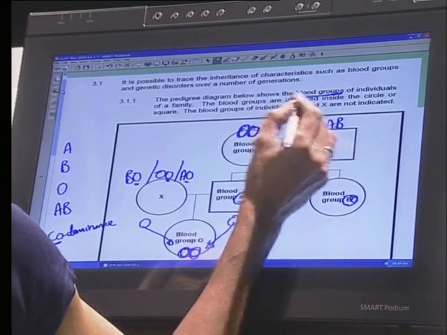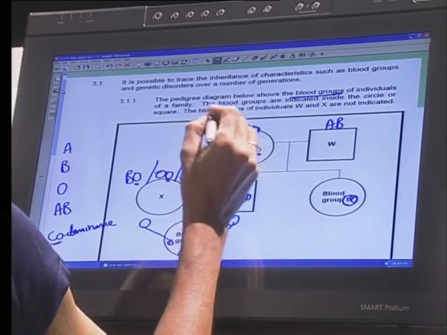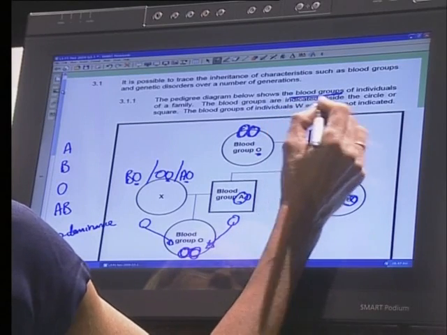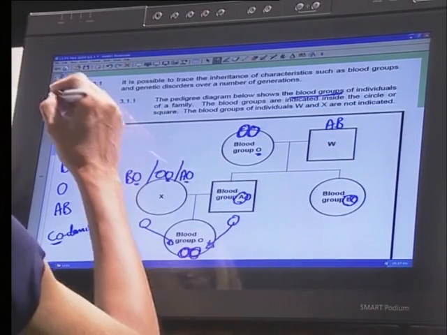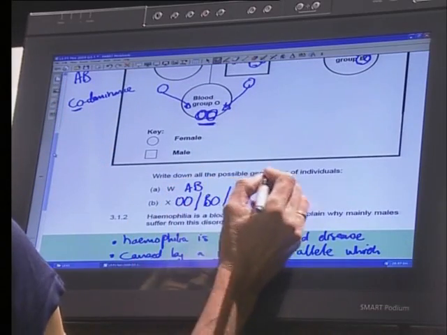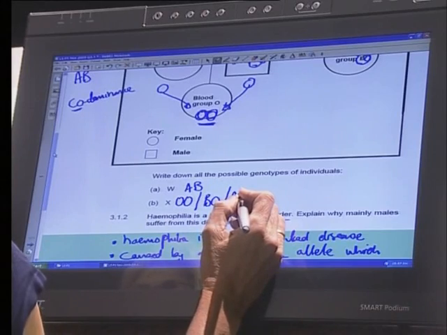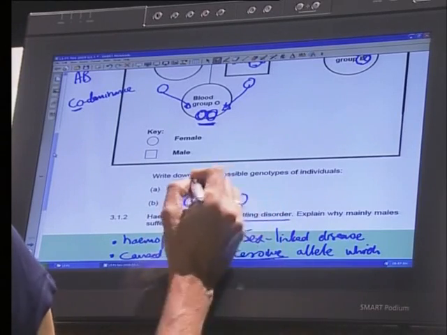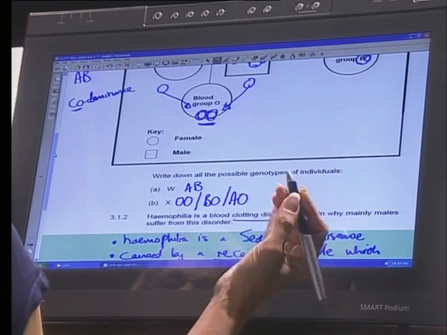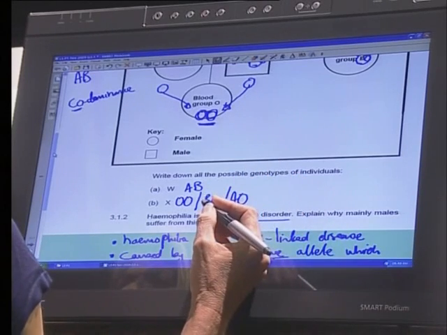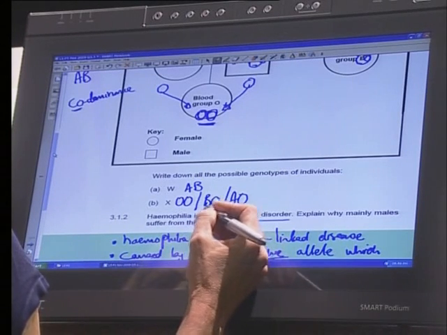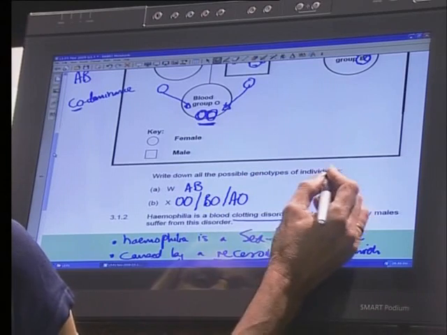You've got the pedigree chart, the blood groups. The blood groups of individuals X and W and X are not indicated. Following from that, they say write down all the possible genotypes. Now the mark allocation here would have been, I think, 3 marks, but it carries 8 marks. So write down all the possible genotypes.